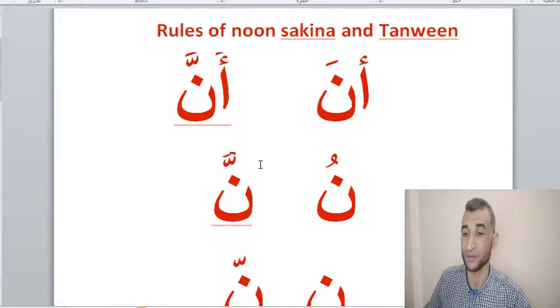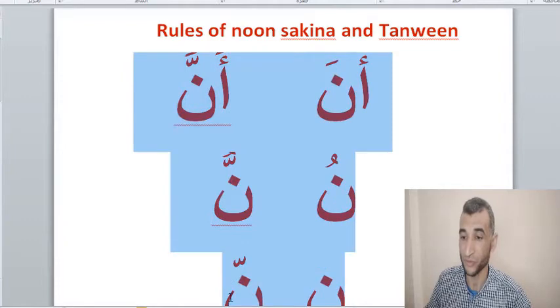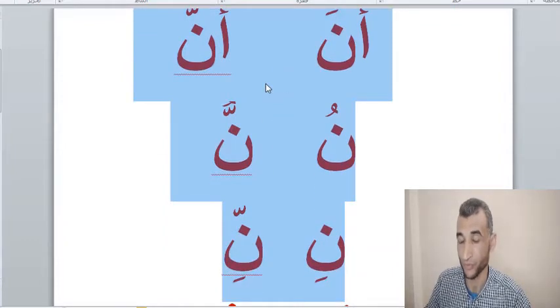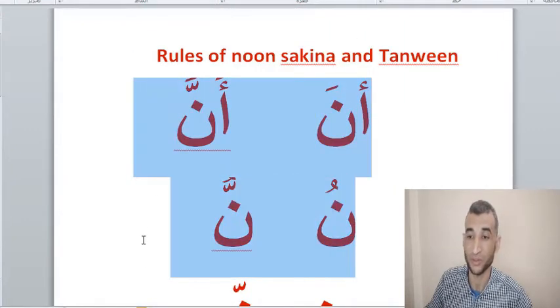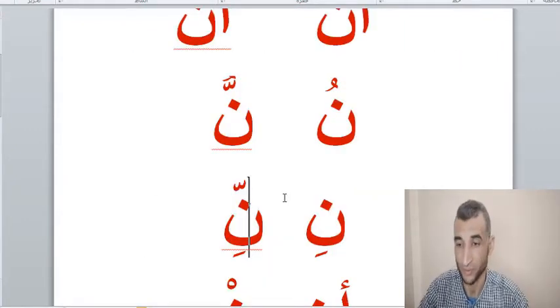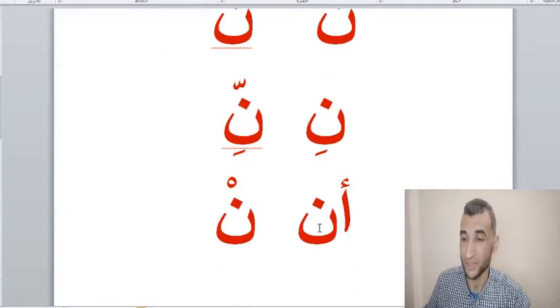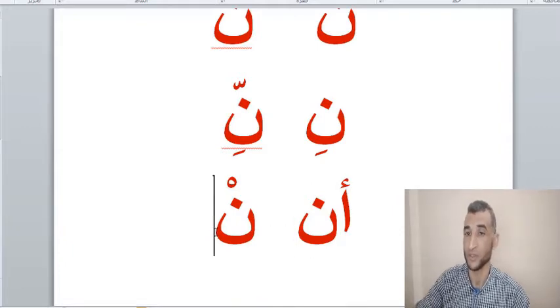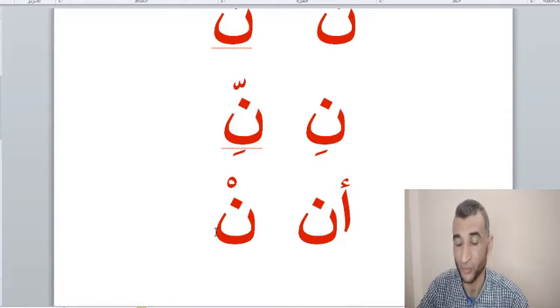So what we have noticed here, this group of the letter noon, these six shapes of the letter noon, are all called movement noon. I mean noon with haraka or movement. And this letter of noon has no vowels or short vowels of fatha or dhamma or kasra, and it is also called noon sakina or consonant noon.